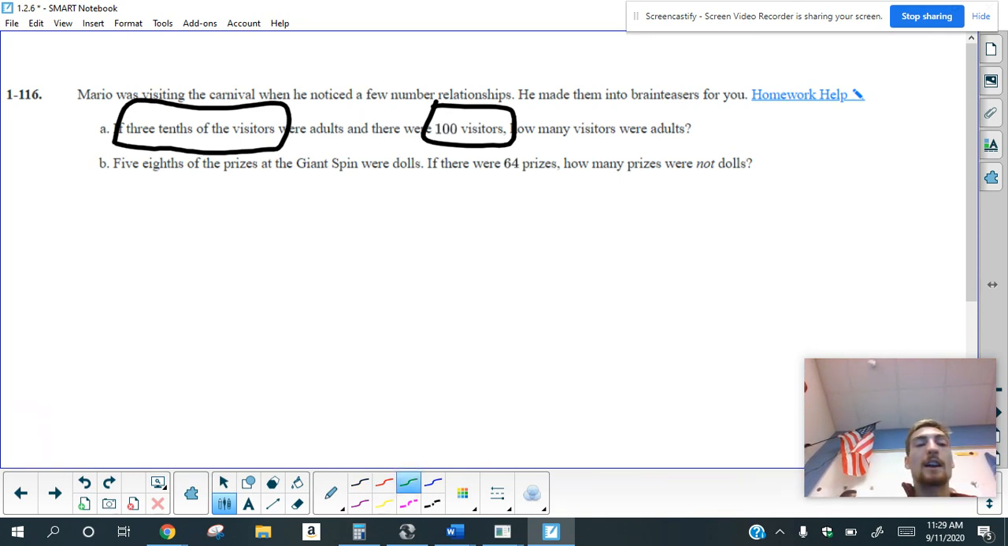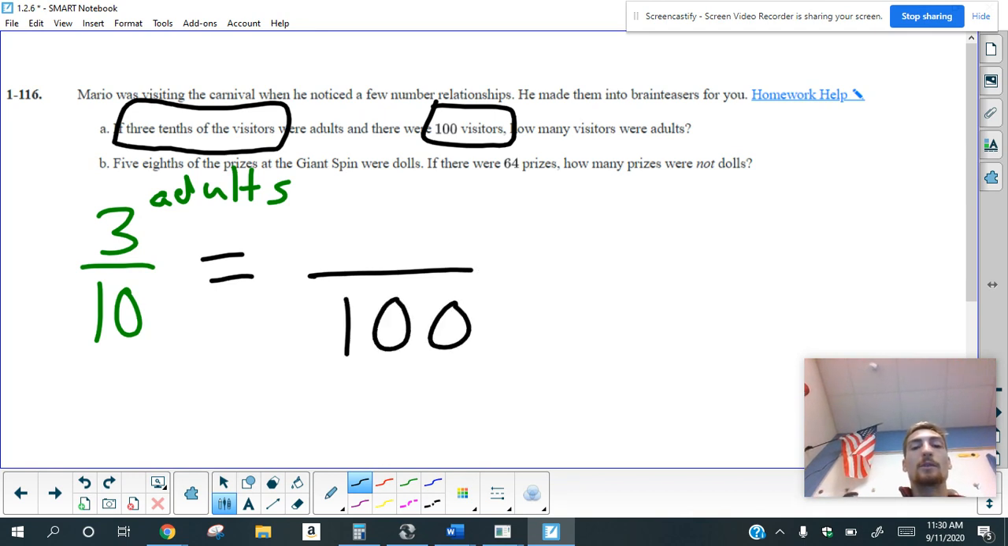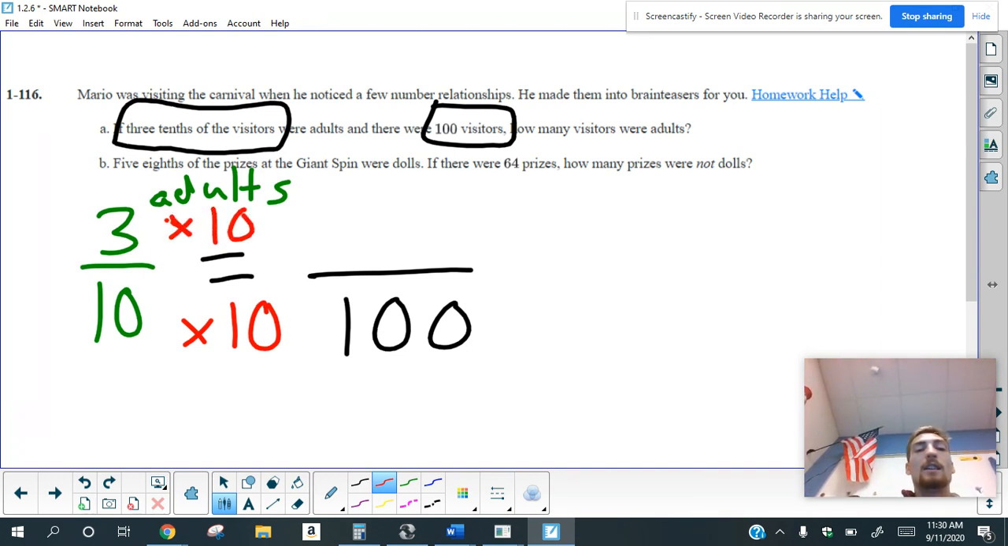All right, so the fraction that we're given is 3/10. That's how many were adults. Now we need to figure out how many adults there would be if there were 100 total visitors. What do we have to multiply 10 by to get to 100? Well, we could do 100 divided by 10, which gives us 10. Then we multiply the numerator by that same number, so 3 times 10 gives us 30. So of the 100 visitors, there would be 30 adults.